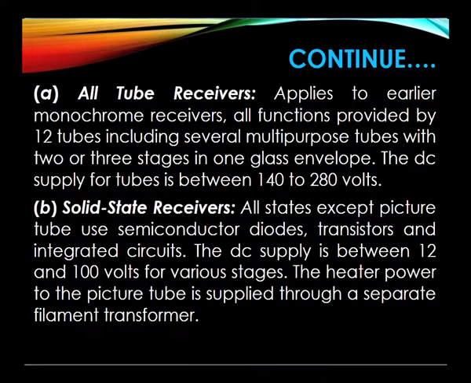Next is the solid state receiver. All stages except the picture tube use semiconductor diodes, transistors and integrated circuits. And here the DC supply will be 100 volts. And one more additional thing here is the heater power. The heater power to the picture tube is also supplied, and that is supplied with a separate filament transformer.